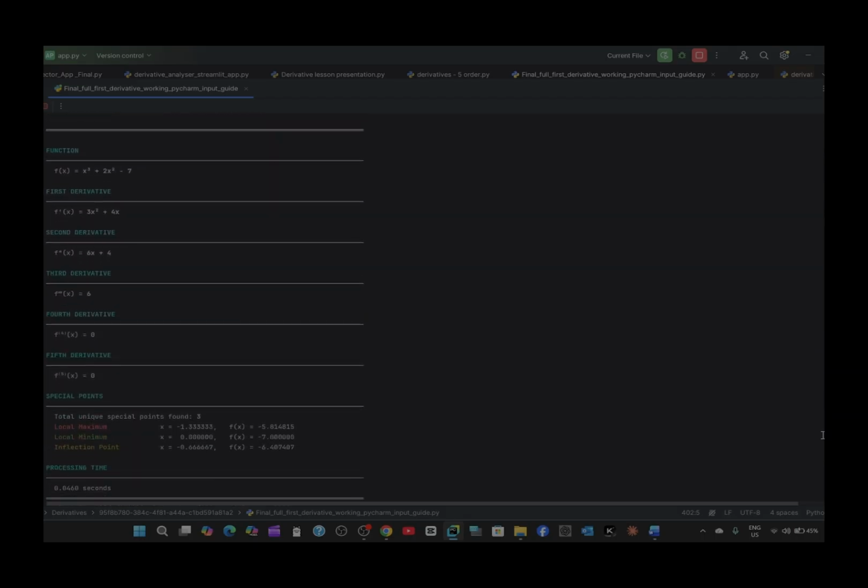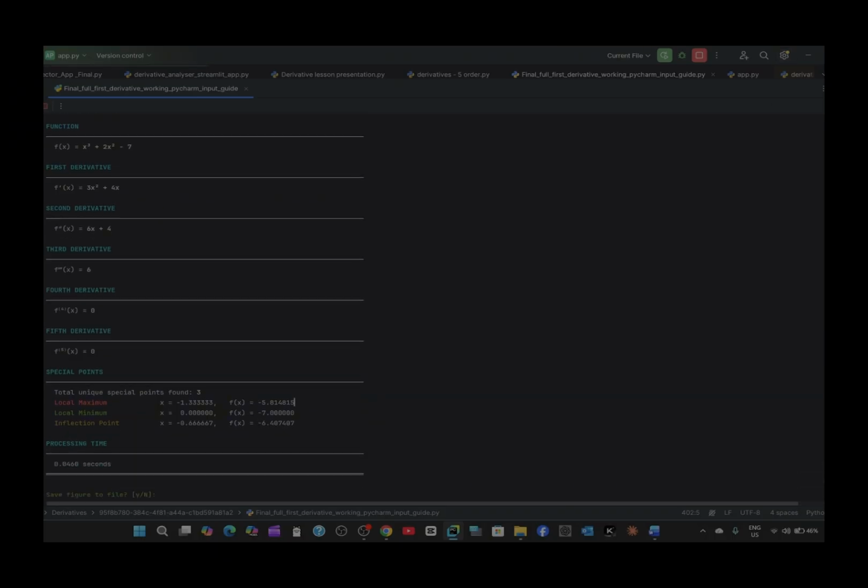So this is the second one. We put the function x cubed plus 2x squared minus 7. The first derivative gives you straight away 3x squared plus 4x. Second derivative, third derivative constant, of course 4, will be 0, right? The derivative of a constant is 0. Same as this one. So how many special points in total? I got 3: local maximum, local minimum, and inflection point. It took 0.046 seconds. Too quick.